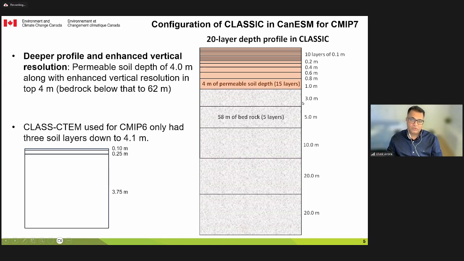And to do permafrost properly, 1, you need to go deeper because of the thermal inertia. And 2, you have to have a better discretization at the top. So what we have done now is we have 15 layers in the top 4 meters of permeable soil depth. And below that, we have 58 meters of 5 layers of bedrock. The huge thickness of the bedrock layers provides the thermal inertia that we need to realistically simulate freezing and thawing of the soil layers, and the finer profile of the soil layers here allows us to do permafrost more properly.